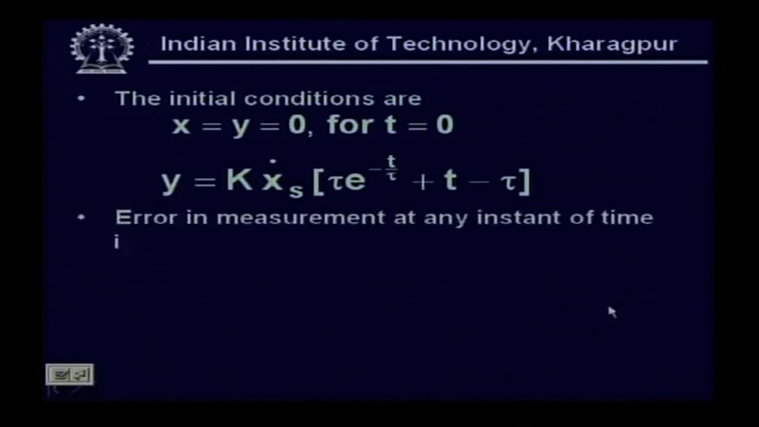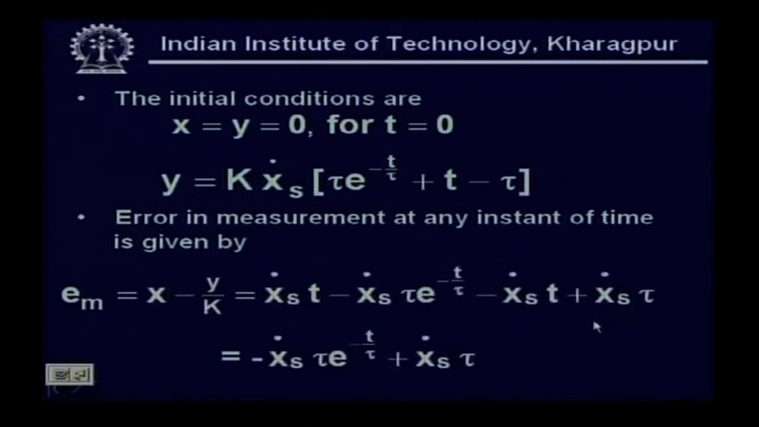Now, error in the measurement at any instant of time will be given by e m equal to x minus y by k, which is x s dot into t minus x s dot tau e to the power minus t by tau minus x s dot into t plus x s dot into tau, equal to minus x s dot tau e to the power minus t by tau plus x s dot into tau, right. Sorry, let us go back.